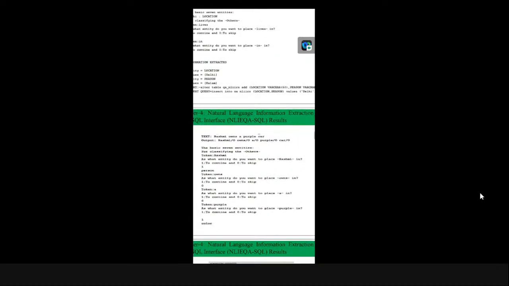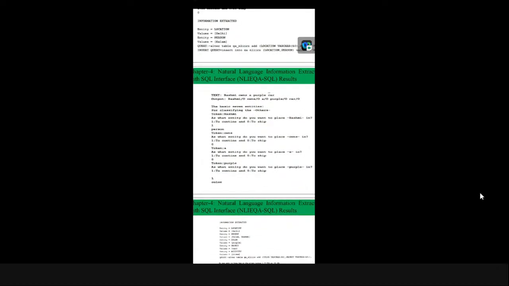Likewise, we have processed the next sentence, that means Rashmi owns a purple car. Now, Rashmi has been put up under the category of O, owns O, A, O, purple is O, and car is also O. That means the Stanford's NER couldn't classify it. Even their machine learning paradigm couldn't classify it. So what we did here is we did a manual and a machine learned initiative from our part to classify it.